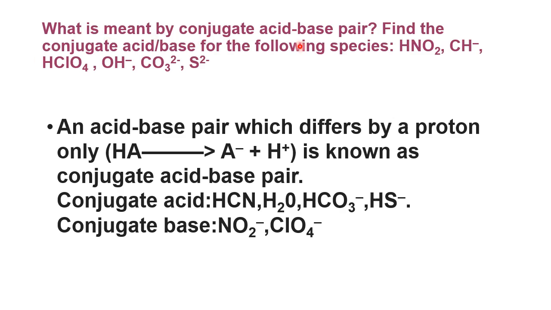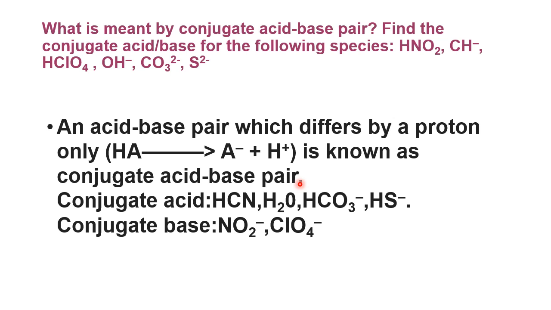What is meant by a conjugate acid base pair? Find the conjugate acid base for the following species. For this we have to recall the three theories of acids and bases. First is Arrhenius theory, second is Lowry and Bronsted theory, and the third is Lewis's concept of acids and bases, known as Lewis theory. An acid base pair which differs by a proton only, as I told you, is known as a conjugate acid base pair.